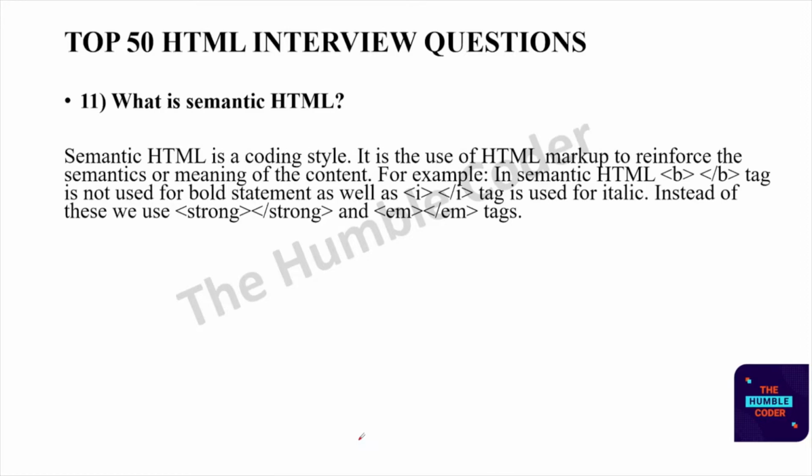What is semantic HTML? Semantic HTML is a coding style. It is the use of HTML markup to reinforce the semantics or meanings of the content. For example, in semantic HTML, the b tag, an opening bold and a closing bold tag, is not used for bold statements, and the i tag, which stands for italic, an opening italic and a closing italic tag, is not used for italic. Instead of these, we use the strong and emphasize tags. So this is what is meant by semantic HTML.